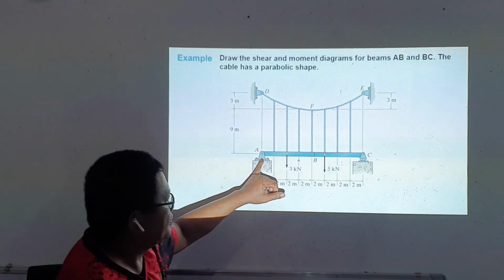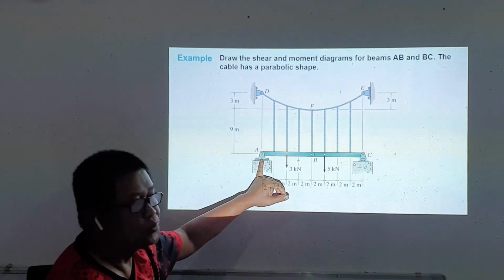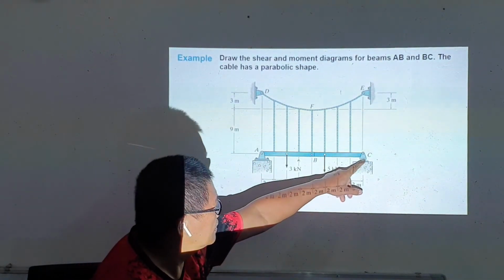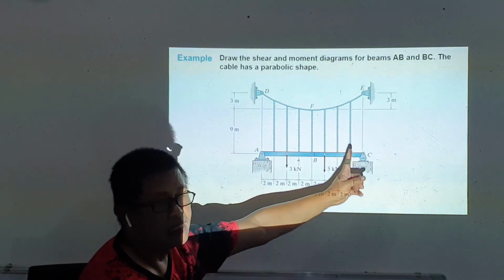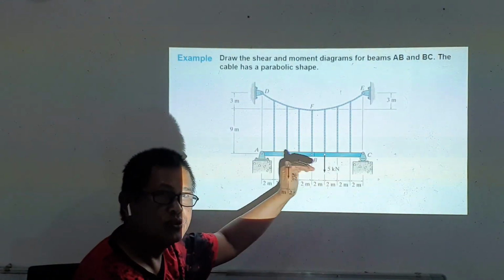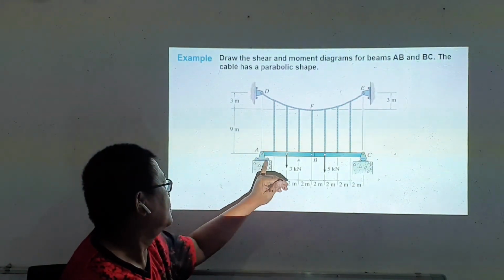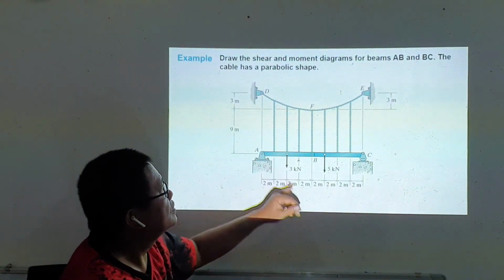The support at A is a pin, meaning hinge support or pin connected, and at C is a rocker, so this will only have a vertical reaction, 0 horizontal, and this will have vertical and horizontal reactions.